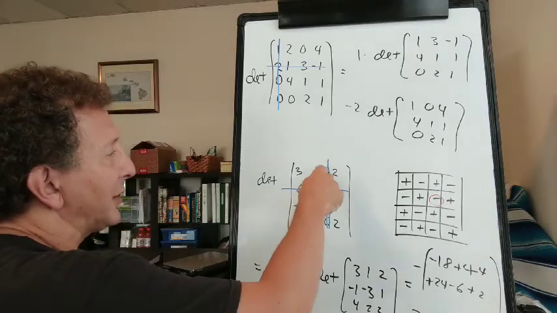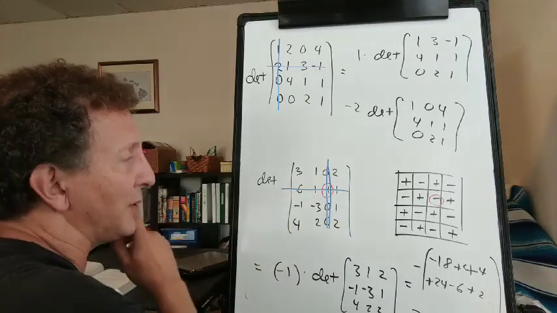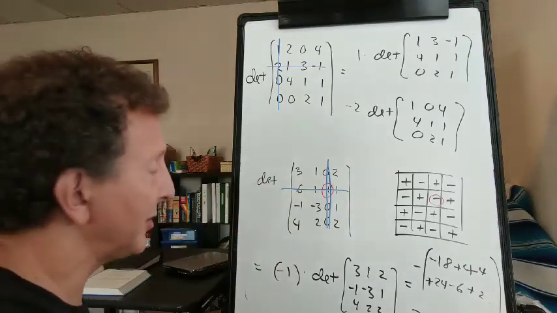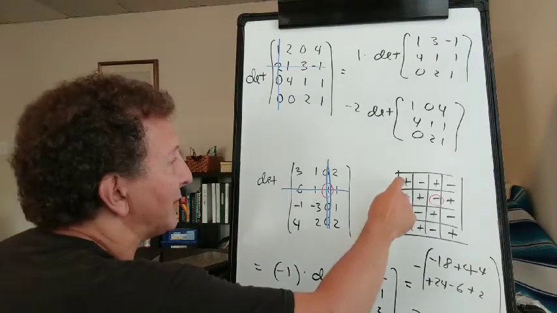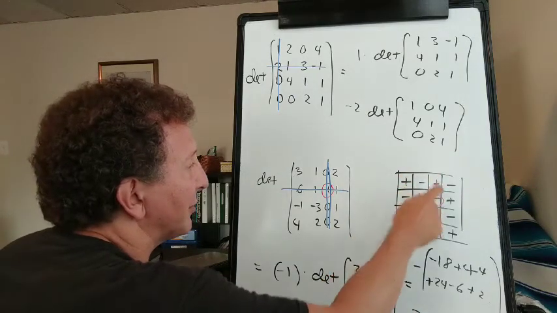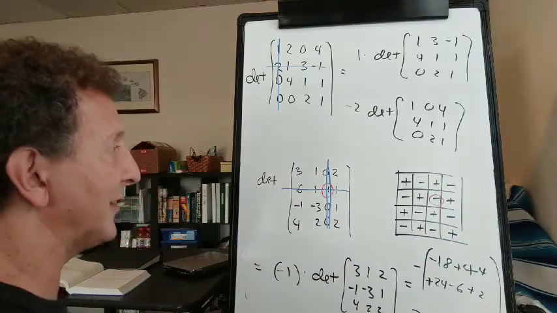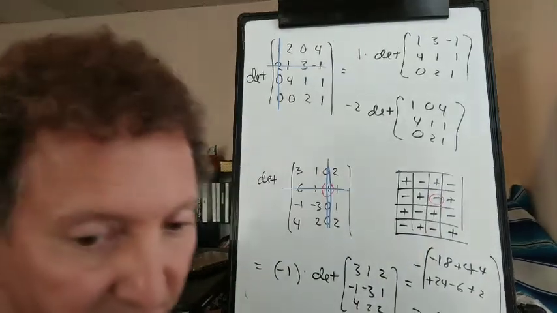So you can expand on any column or any row you want. If there's one that has a lot of zeros in it, that would be strategic. You just have to remember to count over plus, minus until you get to where the non-zero is. The end.